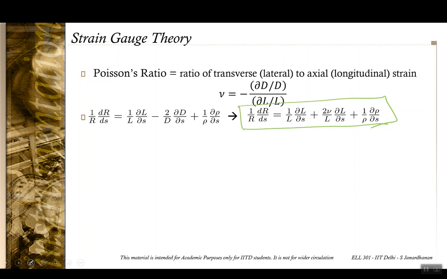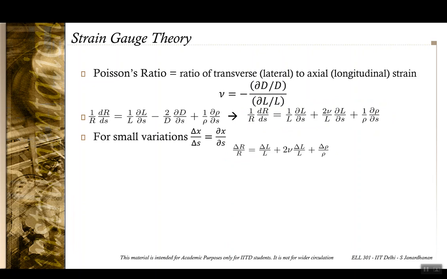Now if we assume that all our variations are small, ∂x/∂s can be replaced by Δx/Δs. Replacing that and removing all the Δs that were in the denominator, what you end up with is this relationship that relates ΔR/R with ΔL/L. And you have ΔL/L here also, which is an indirect way to show the lateral strain.